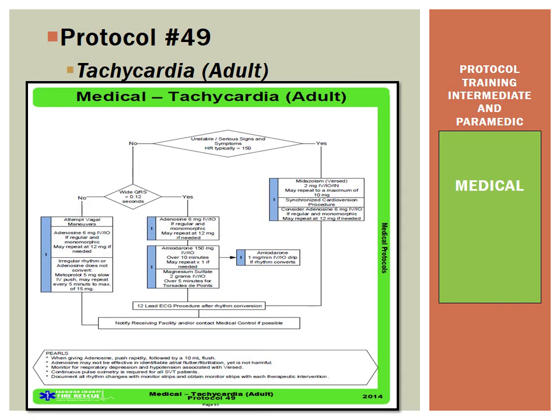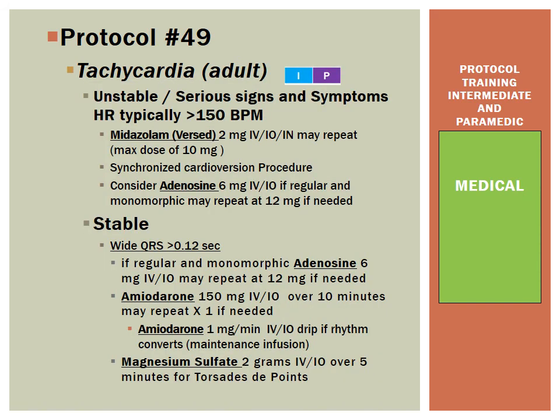Protocol 49, our tachycardia adult protocol. First thing we need to ask is, is our patient stable or unstable? So let's take a look at this. Tachycardia adult for the I and P level provider. If the patient is unstable, has serious signs and symptoms, and the heart rate is typically greater than 150 beats per minute, we will be administering Versed to sedate the patient, 2 milligrams IV/IO, IN, and you can repeat to a max dose of 10 milligrams.